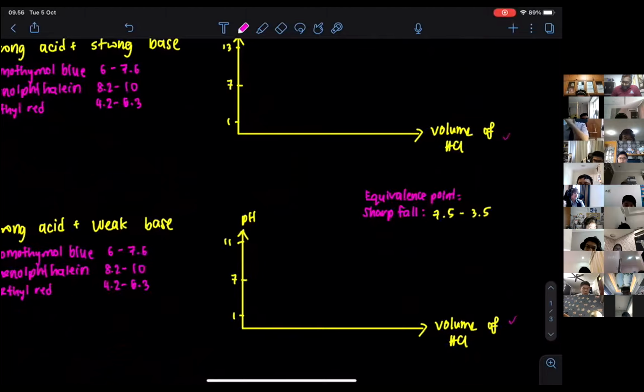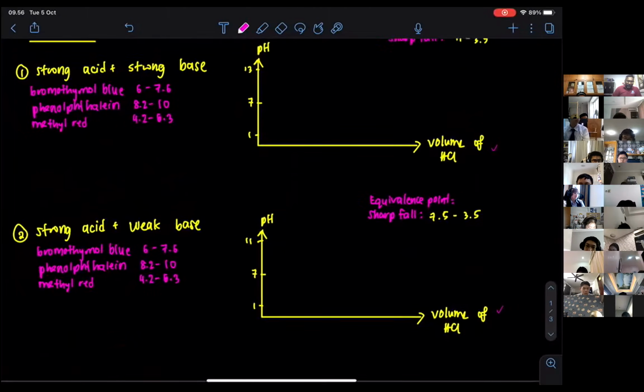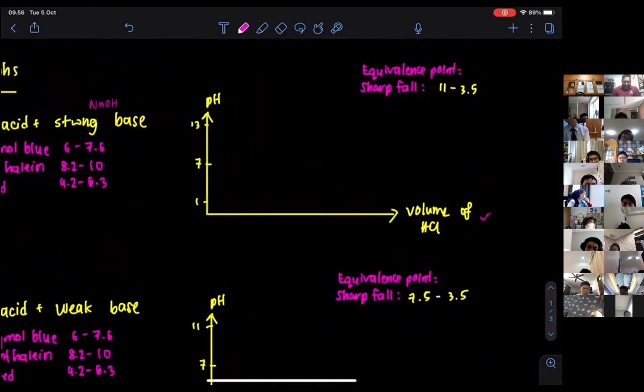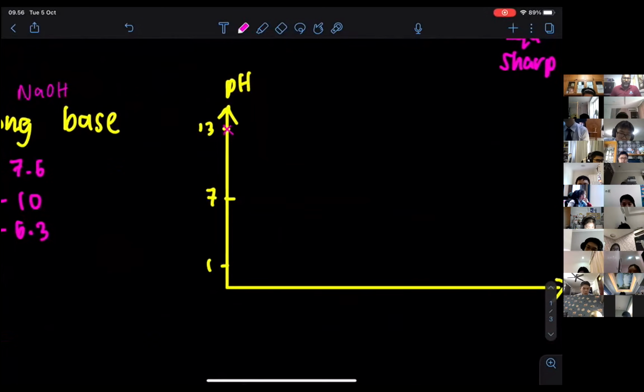Not all the time am I going to use HCl. Like for example, strong acid and strong base. Let me give you one example. I'm using HCl and then NaOH, and then the volume of HCl. So what will happen? I am going to use a strong base, and I'm going to measure from the strong base. For a strong base, the pH will be roughly at 13. You can memorize that.